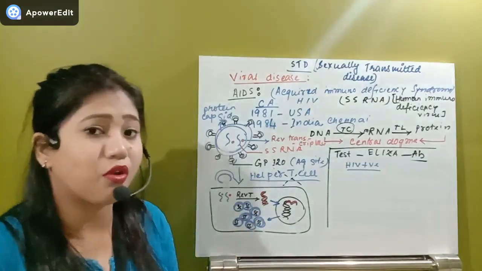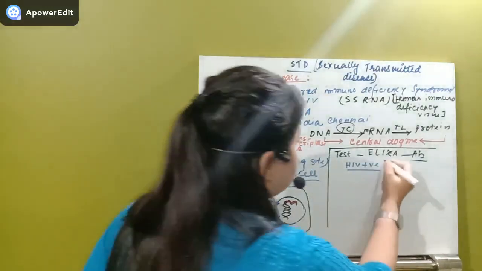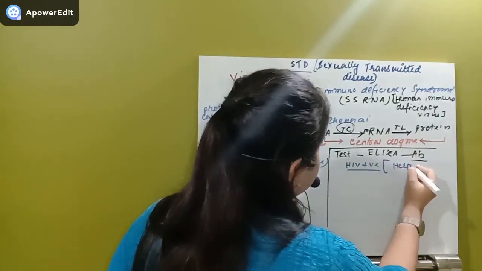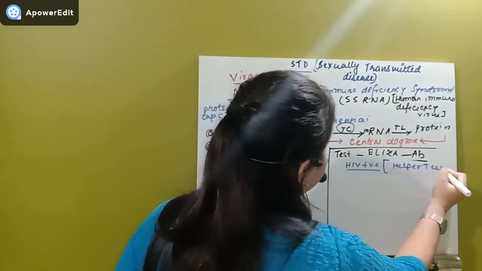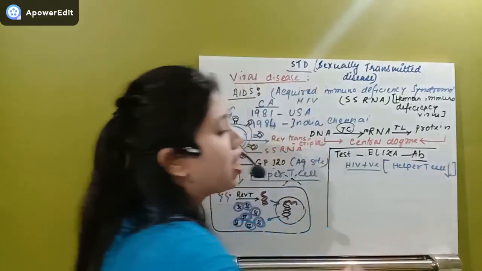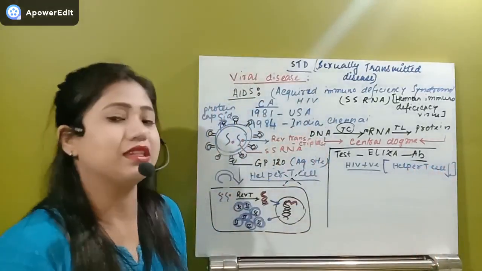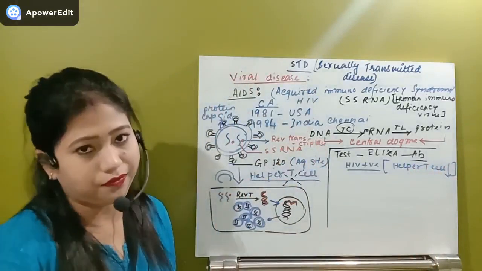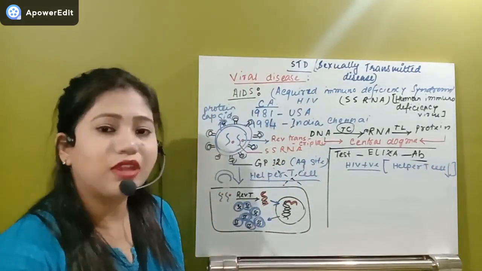In that HIV positive condition, what happened? The helper T cells will go down efficiently. They will completely decrease. Only then will the test be positive. Okay, so that is about the test.